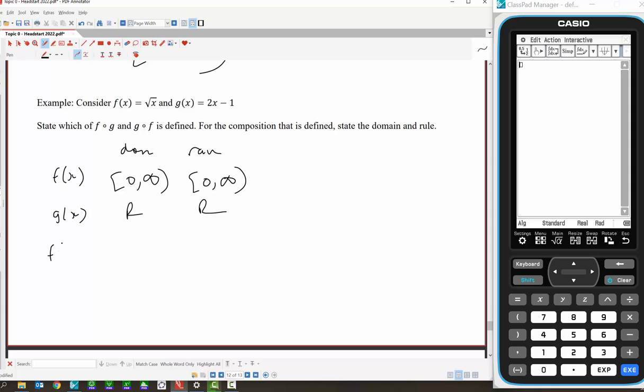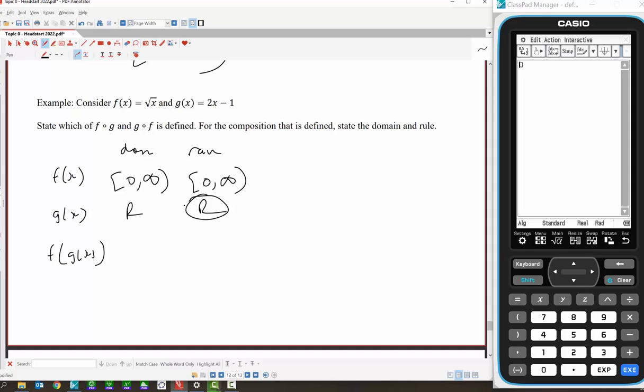Alright, let's test f(g(x)) first of all. Is this going to be defined? What we've got to check is whether what g(x) will produce is a subset of, or falls within, the domain of f(x). So we're going to check g(x)'s range, which is all real numbers, and consider whether it falls within the domain of f(x). And sadly, it doesn't. Because this one says, I produce all real numbers, and this one says, I only accept values between 0 and positive infinity.